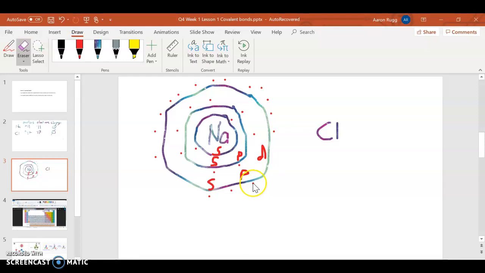Got a little crazy with the eraser. Sorry. Okay.